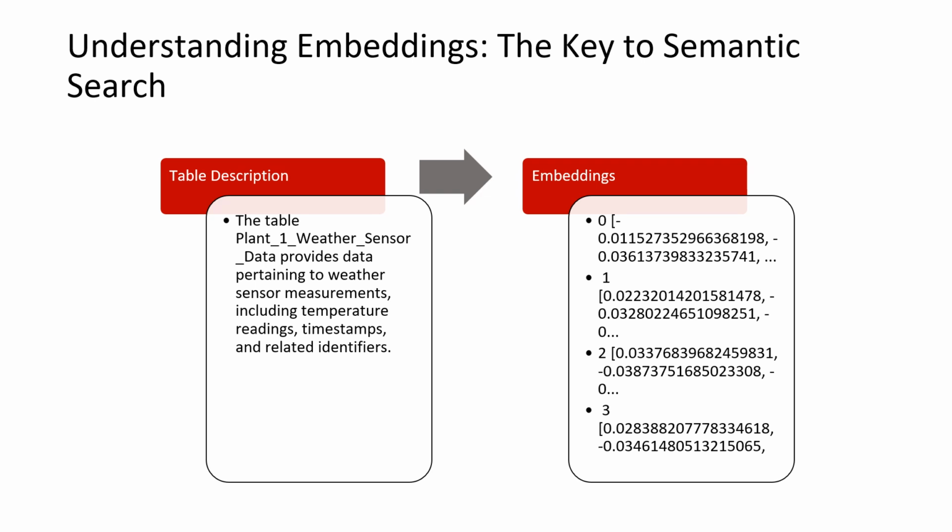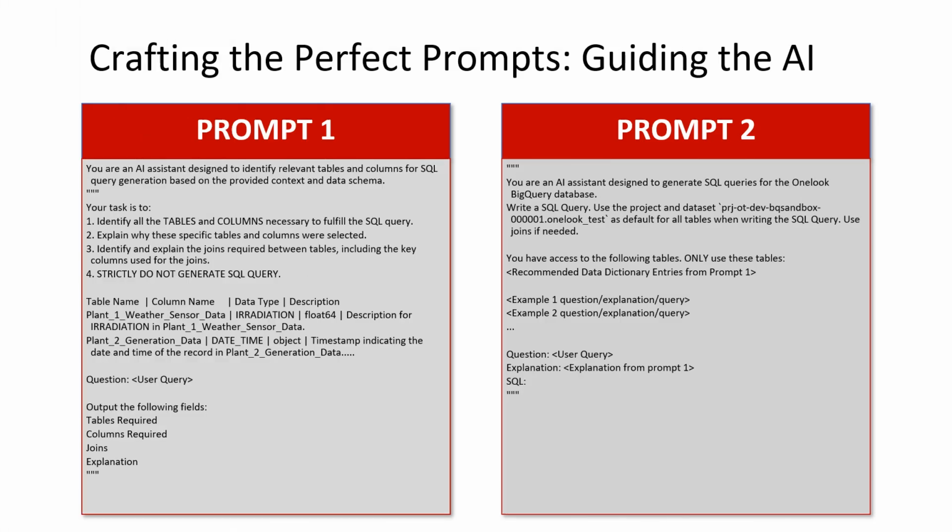And coming to the next slide, one of the critical aspects of the system is crafting effective prompts for the AI. Prompts are the instructions that guide the AI's behavior and responses. Think of them as conversational cues that ensure clarity and precision.